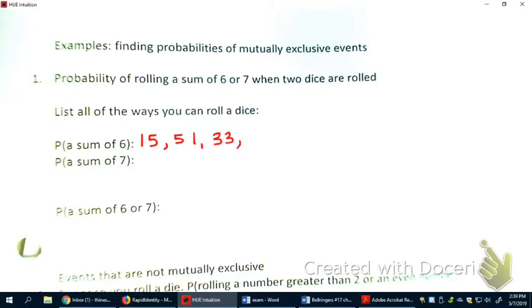4 and a 2. 4 and a 2. 2 and a 4. Any others? No. That's the only possibility to get a 6 when you add the two numbers.